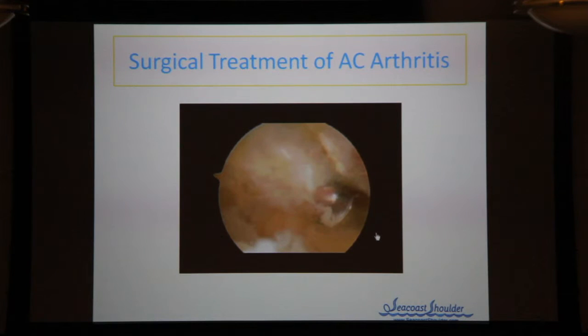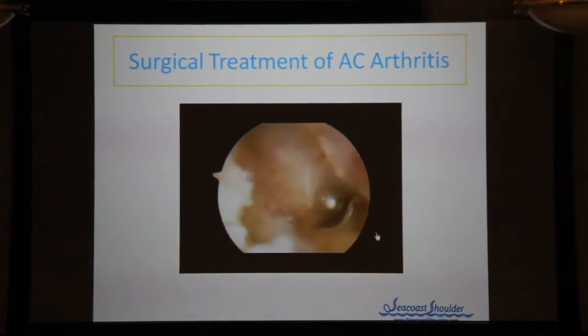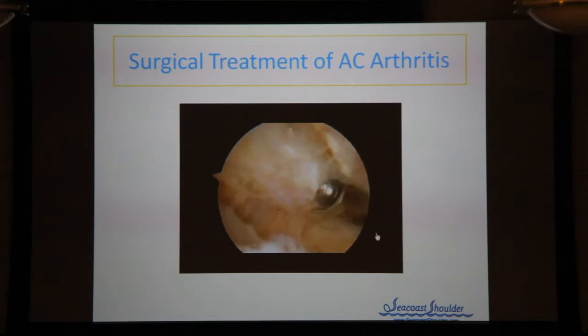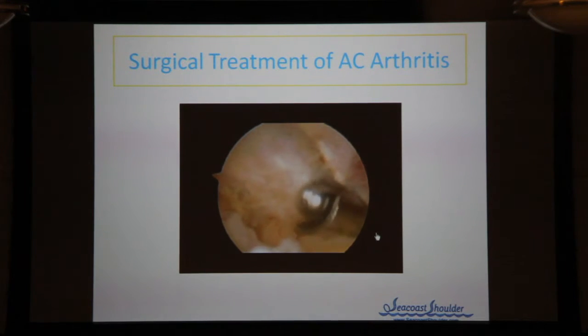The clavicle in this video is to the left. The acromion is to the right, and the shaver is being brought in to shave off the end of the clavicle. There's 3 ways that we will deal with arthritis of any joint.